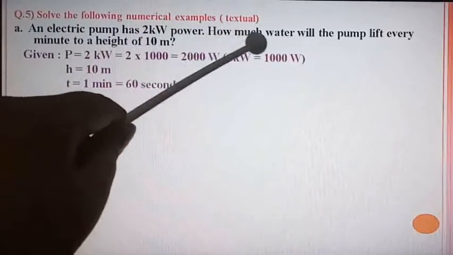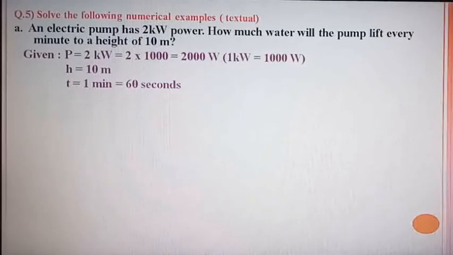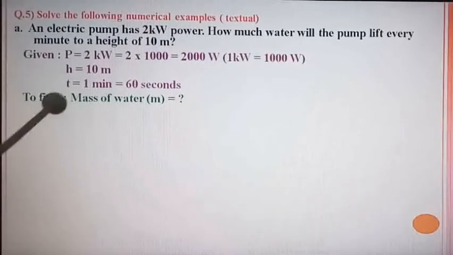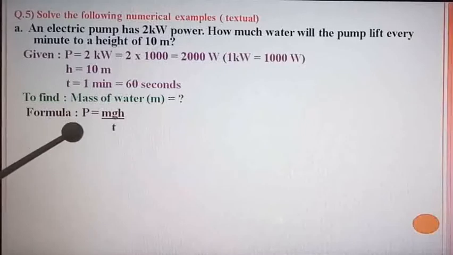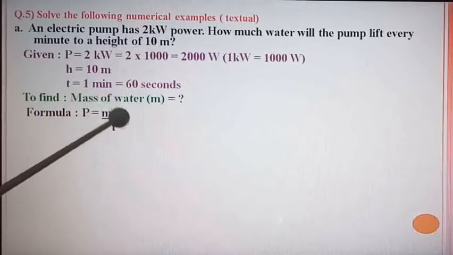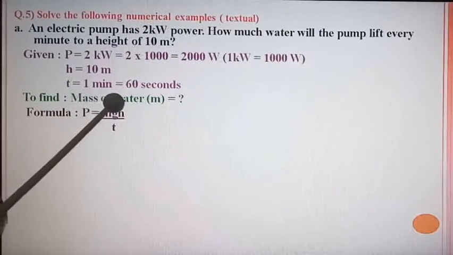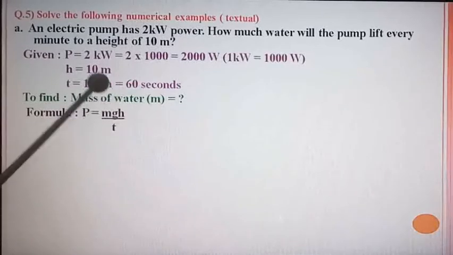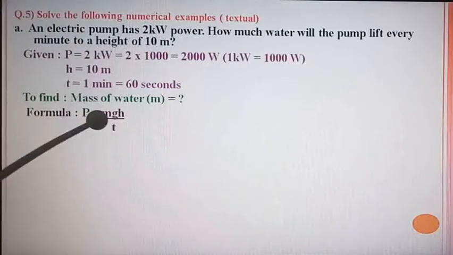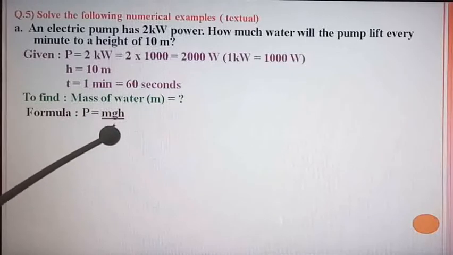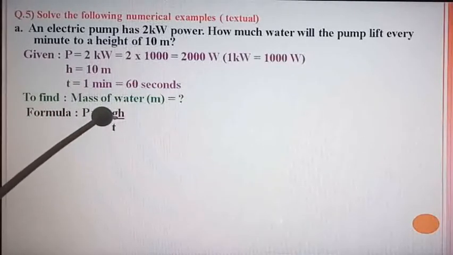Then how much water will the pump lift? Now it has to lift the water to a certain height. So what will be the energy? It will be potential energy. So to find the mass of the water, power is equal to work upon time. So here work done is what? Done in lifting the water. So it will be potential energy. So mgh upon t. Now mass you have to find out.